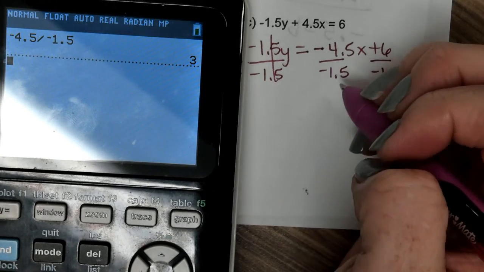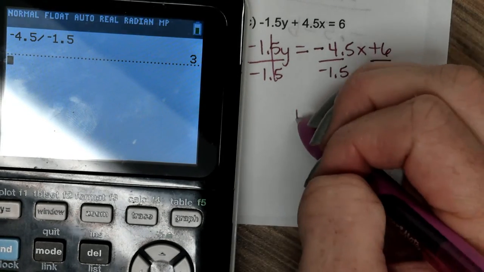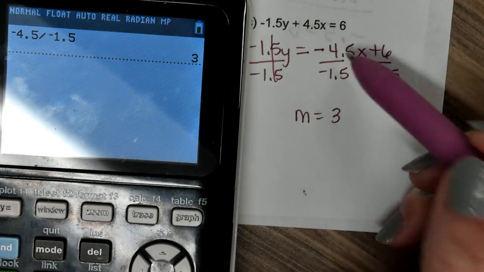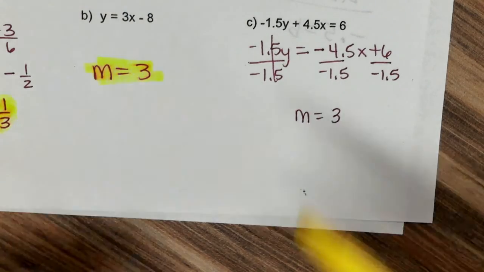The slope is 3. Do y'all see that? The m is 3. Where did I get that? I simplified this right here. All right.